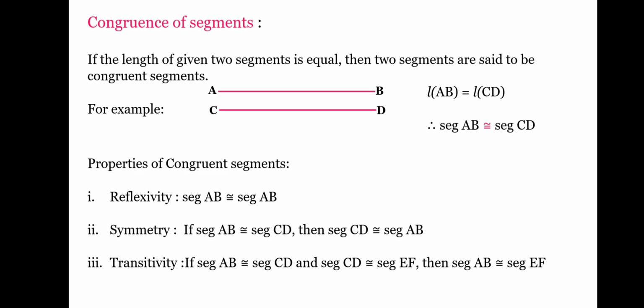Transitivity. In simple form, if A is equal to B and B is equal to C, then A is also equal to C. So, if segment AB is congruent to segment CD and segment CD is congruent to segment EF, then segment AB is also congruent to segment EF. This is called transitivity.